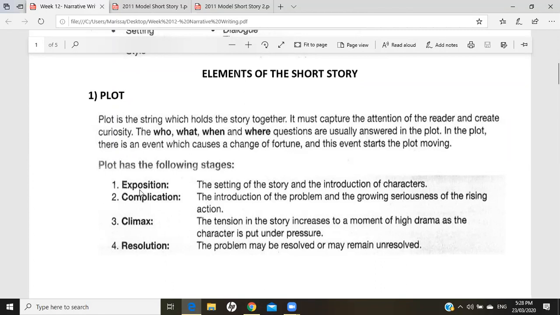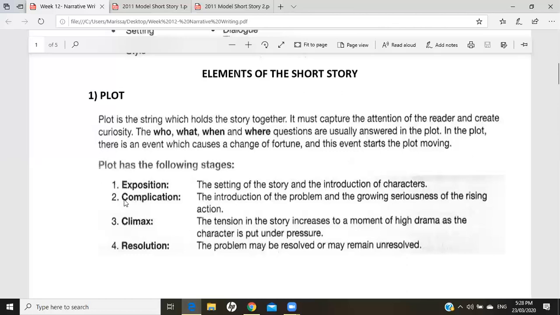So the first one is the exposition. You all need to memorize these stages in this particular order because this is the order in which your story must be written. The first one is the exposition, the setting of the story and the introduction of characters. The exposition is usually the beginning of the story. From reading novels or even short stories, you will see that in the very first paragraph, they would paint a picture for you of the setting, and then they would introduce characters to you slowly in the beginning of the story.